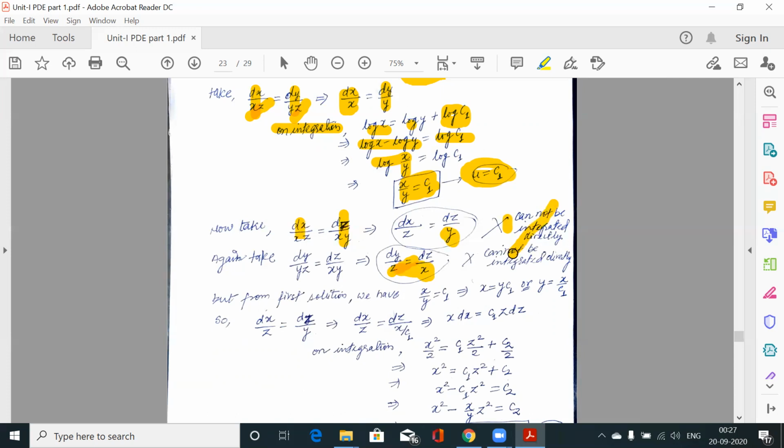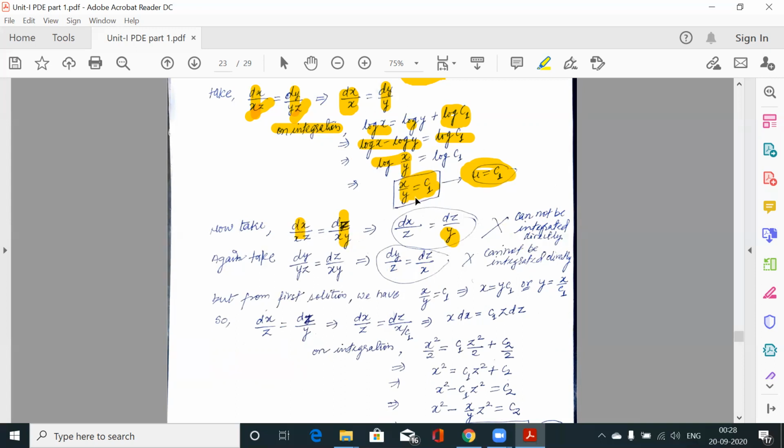So how to solve this problem? Now case 2. Case 2 says if direct integrations are not possible, what do we do? If one integration is possible, we get that integration, and we can use this integration to get the second solution, the second integration.